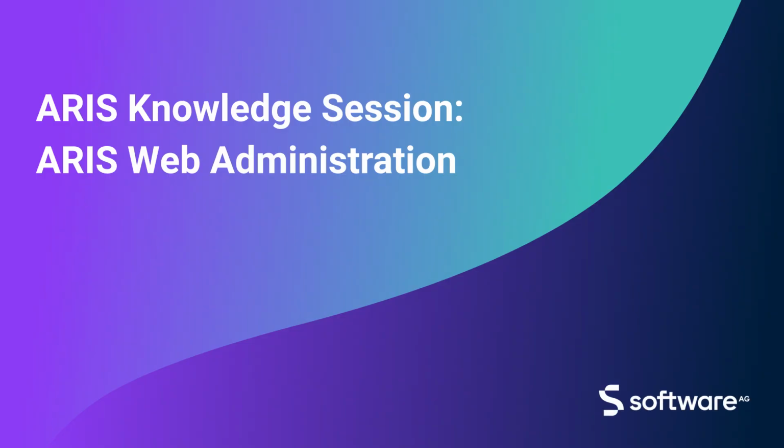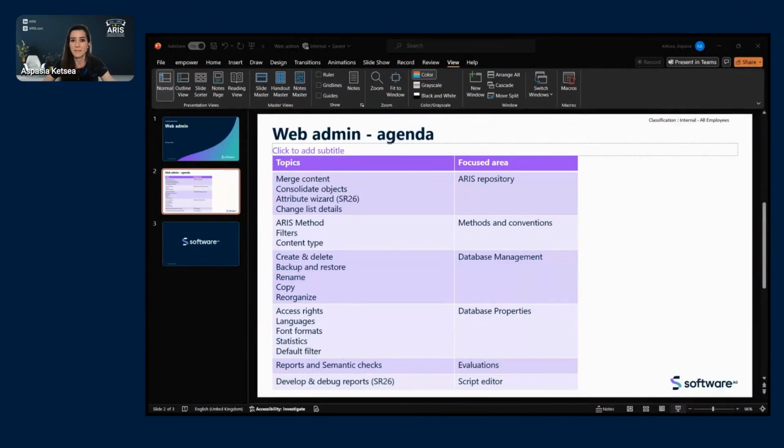The webinar is all about administration from the web, and this is the agenda. We will have a look at what we can do from the ARIS repository, how we can merge content from one database to the other, and how we can consolidate objects within the same database. We will see the attribute wizard, which is now available from service release 26, and how we can update and mask attributes on items, groups, models, on objects from ARIS Connect.